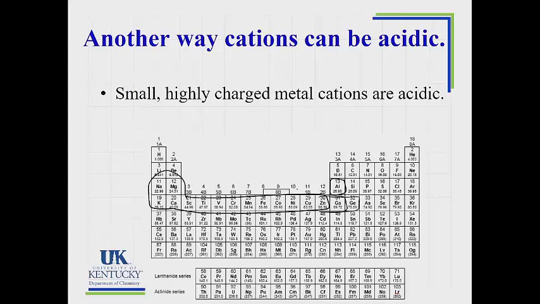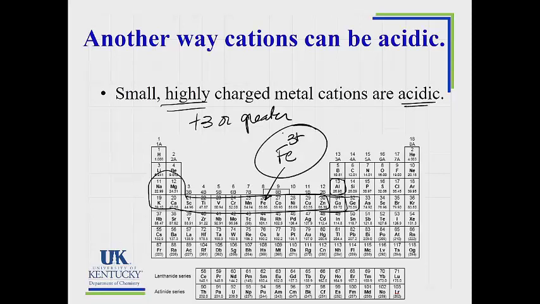Now, highly charged. What do I mean by highly charged? 3 plus or greater. I would never consider plus 1 and plus 2 a high charge. Plus 3 or greater would be a high charge. So if we had something like iron with a 3 plus charge, that would be a small, highly charged metal cation, and it would be acidic. So we look at that and say, how in the world can that be a proton donor? It doesn't have an H plus on it.